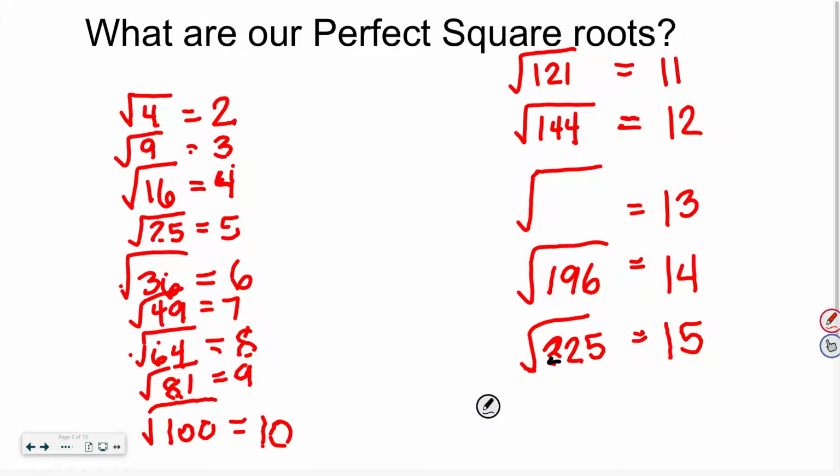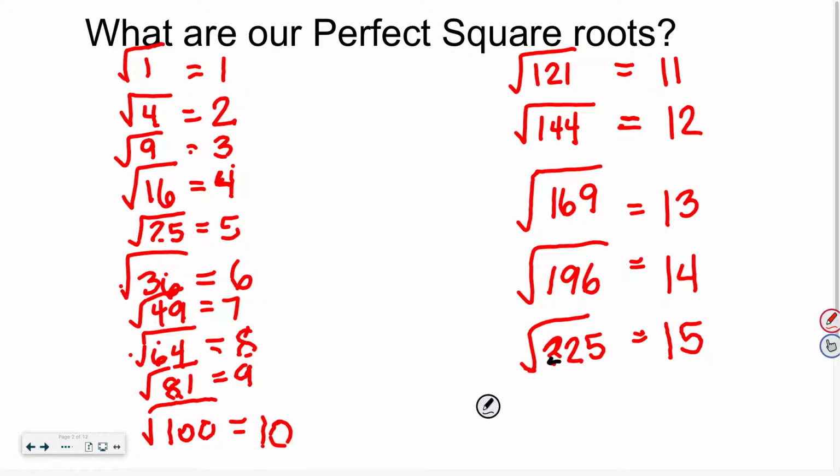All right, what other one? What square root gives us 13? 169. Good. We're missing one more. Wait, am I counting? The square root of 1. These are our first 15 perfect squares.